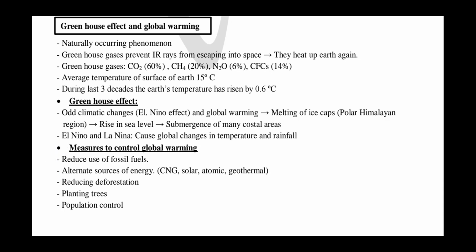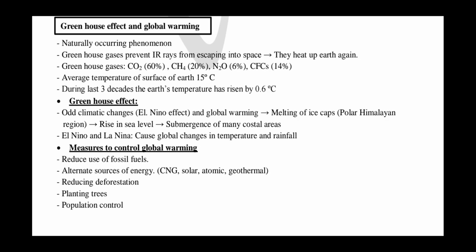So, greenhouse effect and global warming. First, remember it is a totally natural phenomenon. Greenhouse gases prevent infrared radiation, which is long wavelength radiation, from escaping into space. Greenhouse gases, examples: methane, CO2, N2O, and CFC, which are present in the atmosphere. They trap this infrared, which is reflected back to the Earth's surface. So Earth's surface gets heated.